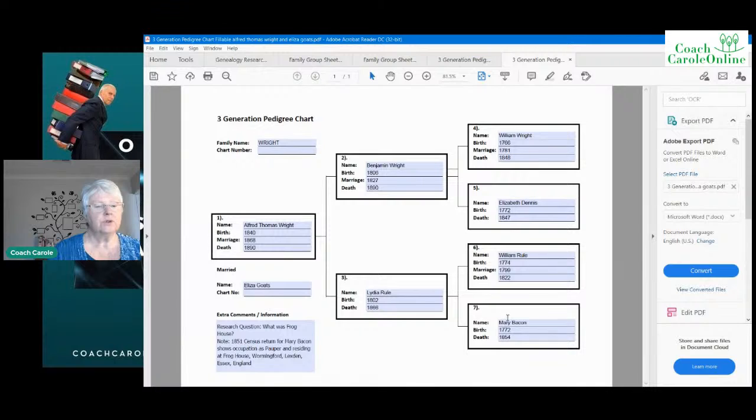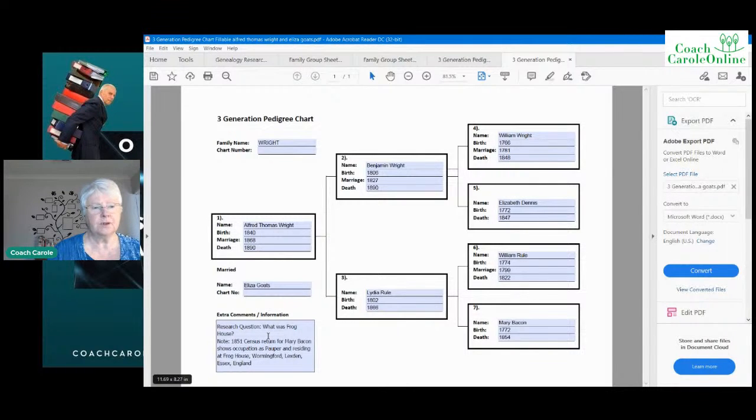And in my research for Mary Bacon, my 3 or 4 times grandmother, I've noted that in one of the census records, her occupation was listed as a pauper and she was residing at Frog House, Wormingford, Lexton, Essex, England. So that intrigued me. I wondered, what's that about?